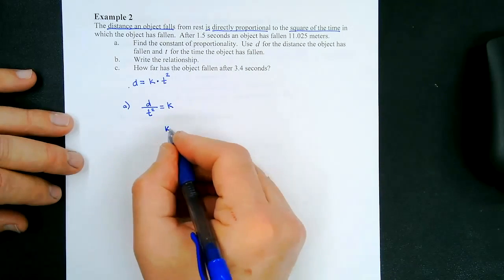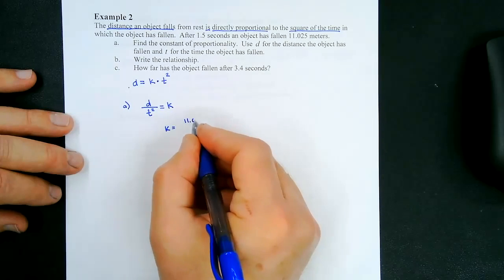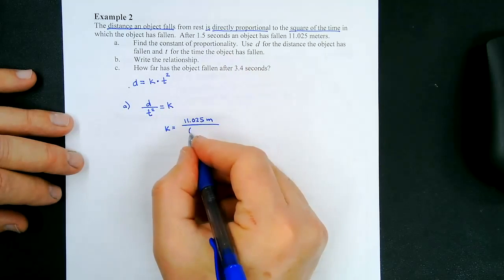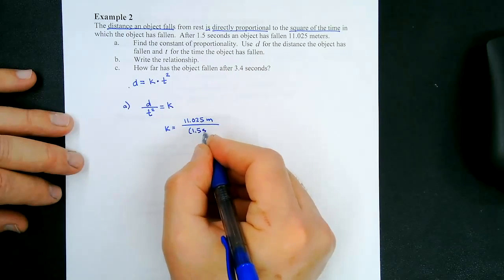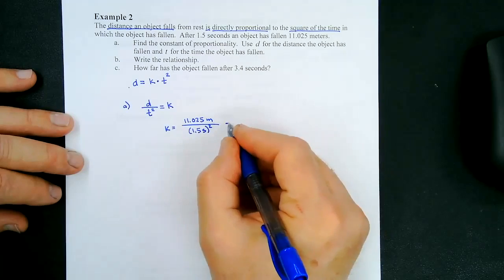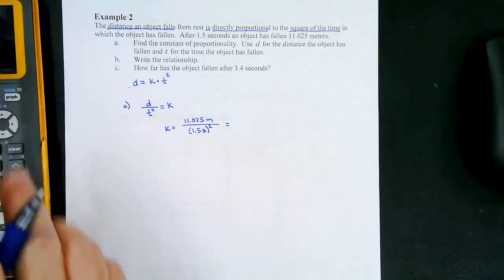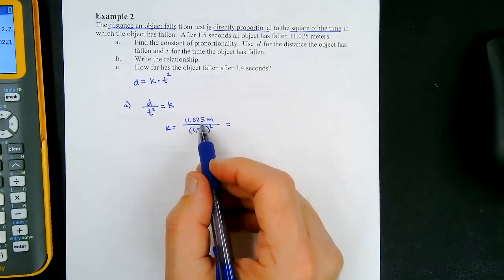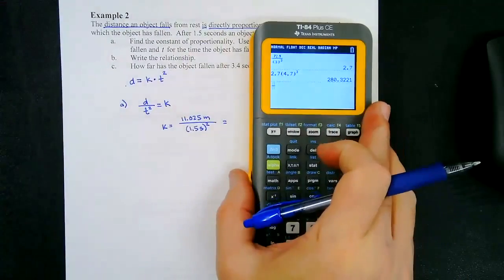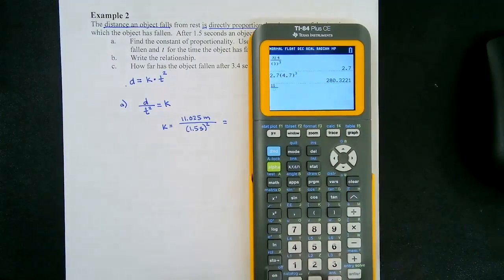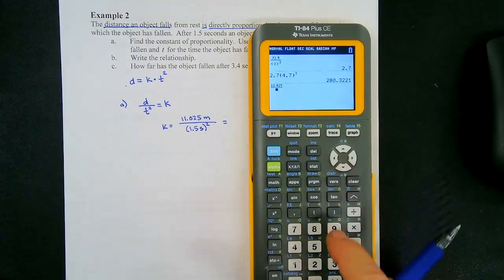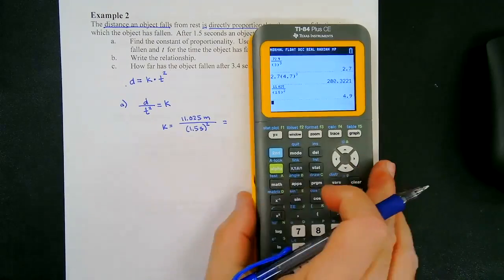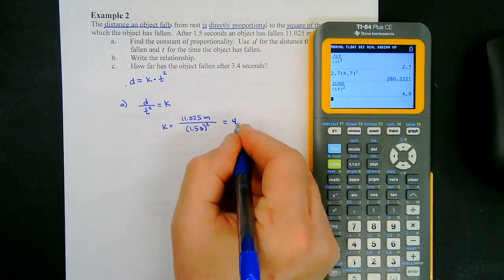And we have a distance and we have a time. So that means our K would be 11.025 meters divided by 1.5 seconds, and we're going to square that. You wouldn't have to have the units on this. So I'm going to go to my fraction bar. Let me pull the calculator out. 11.025 divided by 1.5 squared. And so we get 4.9. So K is 4.9. Our constant of proportionality is 4.9.